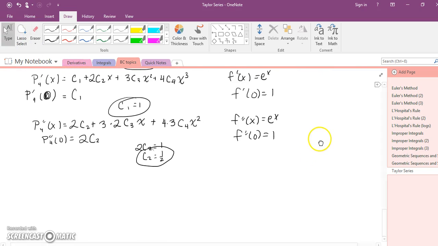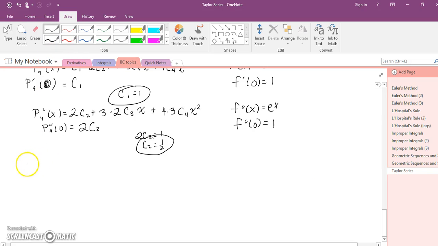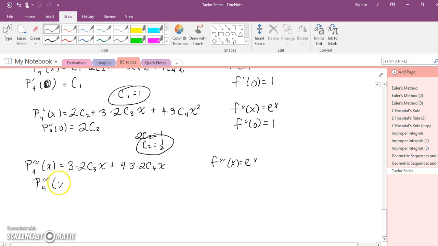So moving on up here, let's keep going. This is new. Okay, so p triple prime, my third derivative of my fourth degree polynomial, is: 2c sub 2 is gone. 3 times 2 c sub 3 x plus, watch this, 4 times 3 times 2 c sub 4 of x. My third derivative of f is e to the x. Evaluate your third derivative, of the fourth degree polynomial, at 0, and it's 3 times 2 c sub 3. Hold the phone. There should not be an x there.